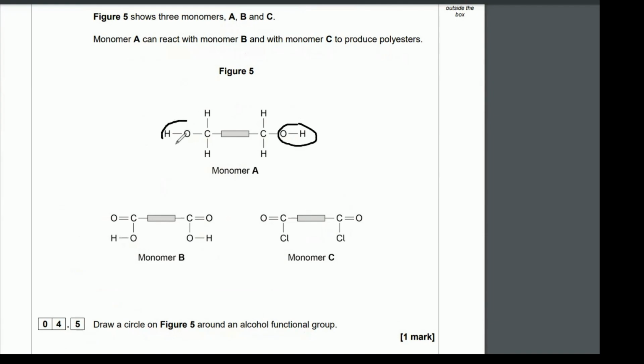We got one here. Obviously, it just says draw it around one, but I'm going to show you all the alcohol functional groups. Now, technically, these two at the top are alcohol functional groups. These are actually part of a carboxylic acid functional group. So we probably want to avoid doing that, even though the OH group is still an alcohol group, but here it's part of a greater group called the carboxylic acid group. So we just circle either one of these. Beautiful.